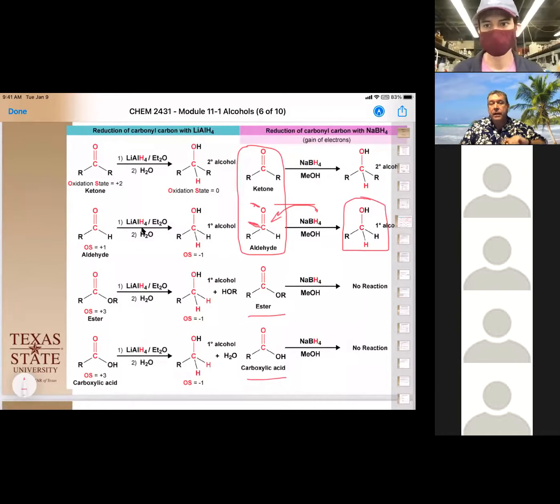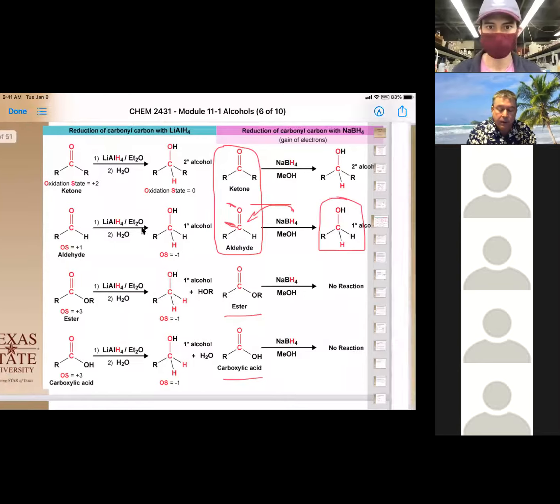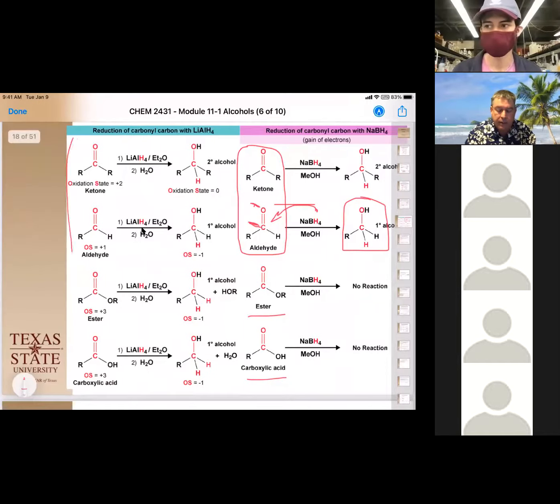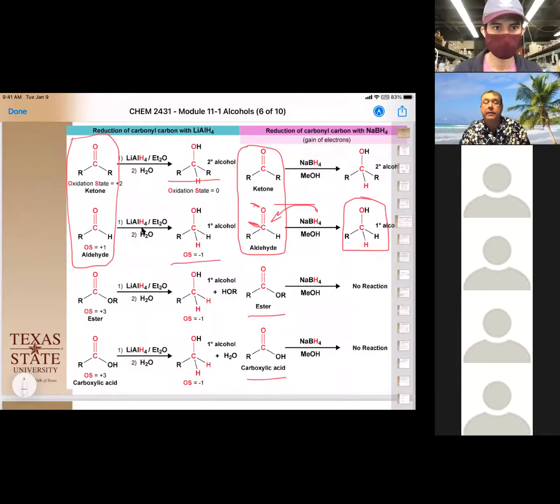Okay, so now let's look at the other one, the lithium aluminum hydride. It's much, much stronger. So it'll do the exact same reactions with the aldehyde and the ketone. It'll take the ketone down to a secondary alcohol. It'll take the aldehyde down to a primary alcohol. But it will also react with carboxylic acids and carboxylic acid esters. And in both cases, it's going to convert them to primary alcohols.